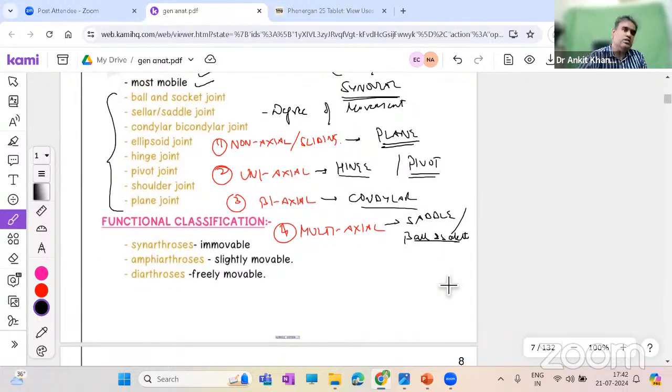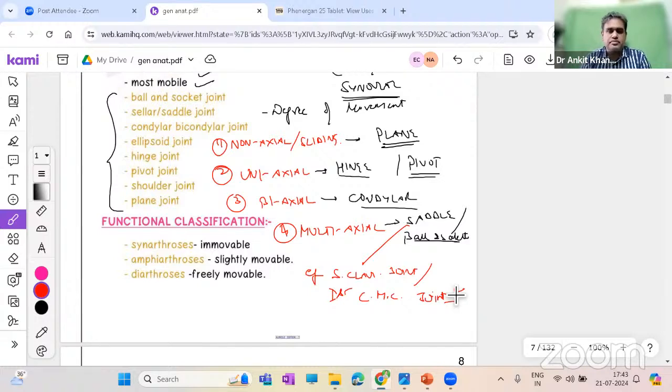Ball and socket is your shoulder joint. Saddle variety will be where? Let me give you a couple of examples. One example, remember the sternoclavicular joint. You might not feel it, but when does this joint move? If you keep your finger over here on the sternoclavicular joint and you move your upper limb, you will feel the movement. The other joint will be the first carpometacarpal joint, the first CMC joint. Basic classification is this.